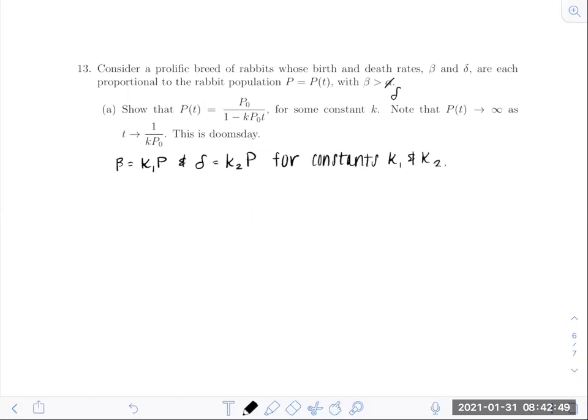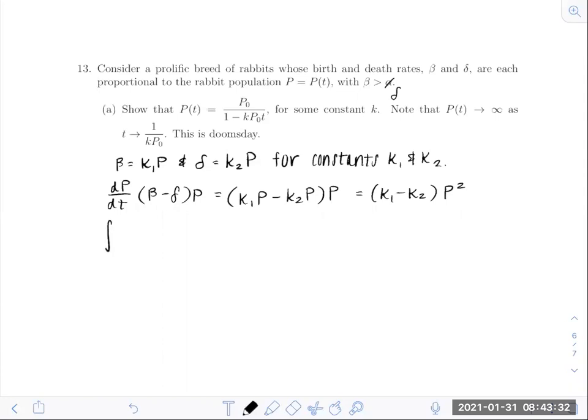All right, so now let's go ahead and set up our differential equation. Remember, the general population equation is beta minus delta times the population. So in this case, that would be K1P minus K2P times P. And then here again, we can factor out this P since it was proportional in both terms and write this as K1 minus K2 times P squared. So we have our population equation, and thankfully, since we were able to factor out all of the P's, we won't need to use integration by way of partial fractions.